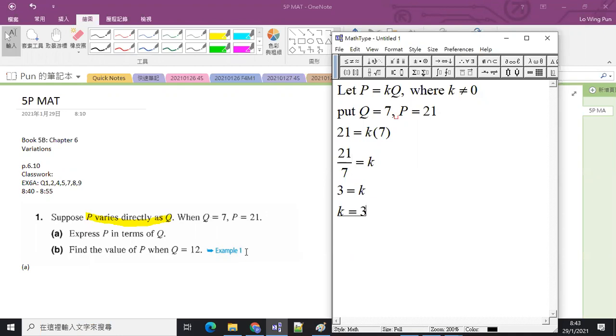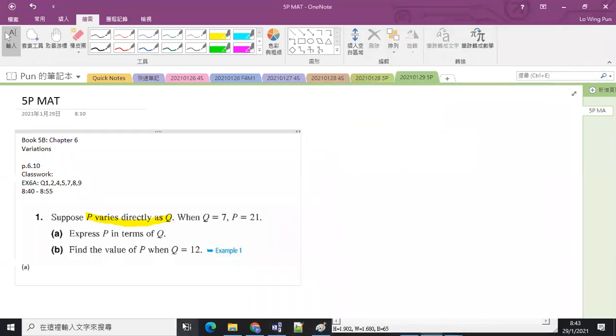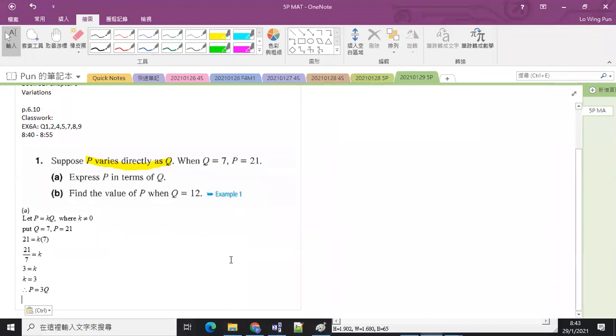But the question asks you to express p in terms of q, so you just write down the complete information for this equation. For p equals kq, the k is replaced by the number found. So therefore p is equal to 3q, and that is the answer for part A. Can you get this?